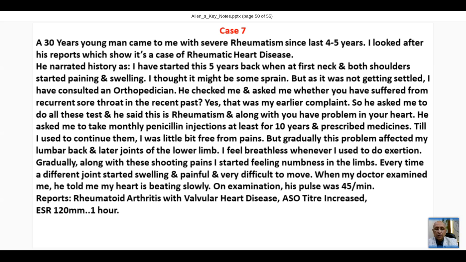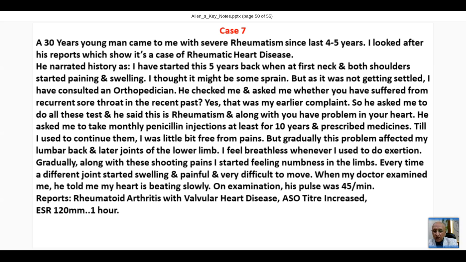I feel breathless whenever I exert myself, even running. Gradually, along with these shooting pains, I started feeling numbness in my extremities. Every time a different joint started swelling and becoming painful, and it was very difficult for me. When my doctor examined me, he told me my heart is beating slowly. On examination, his pulse was really 45 per minute.